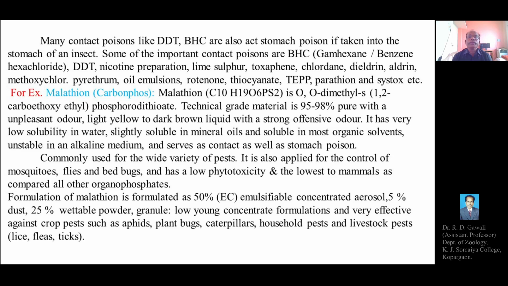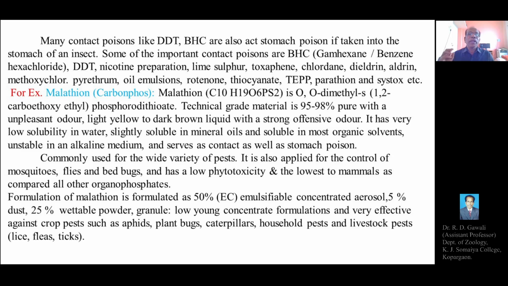Its chemical name is O,O-dimethyl S-1,2-dicarboethoxyethyl phosphorodithioate. This is a very long chemical name, but it is malathion. Malathion, or carbophos, is a technical grade material.